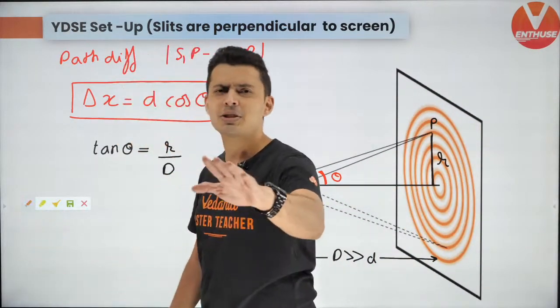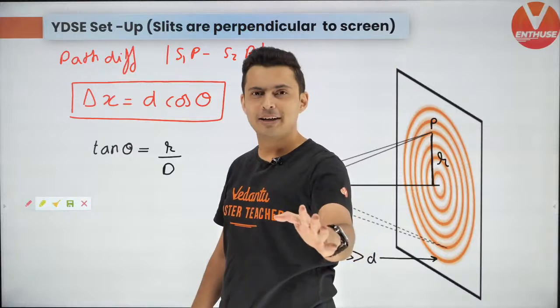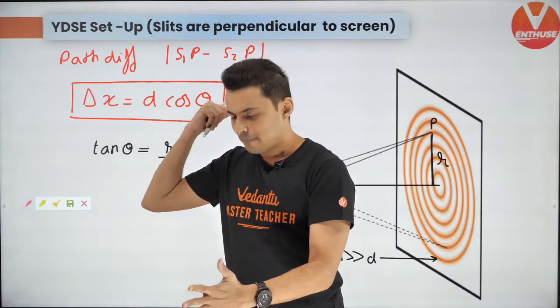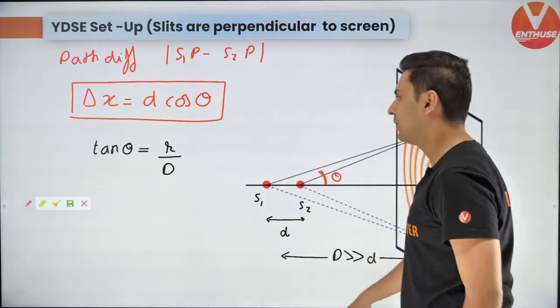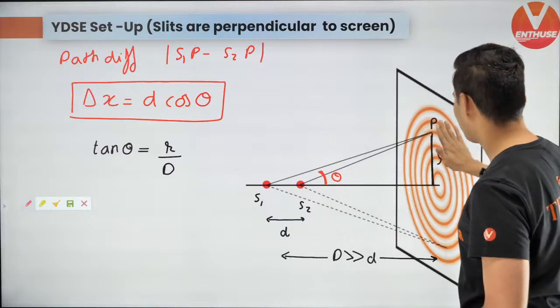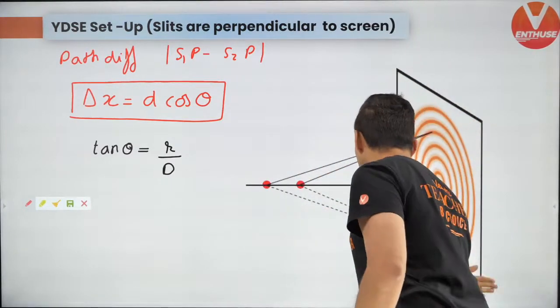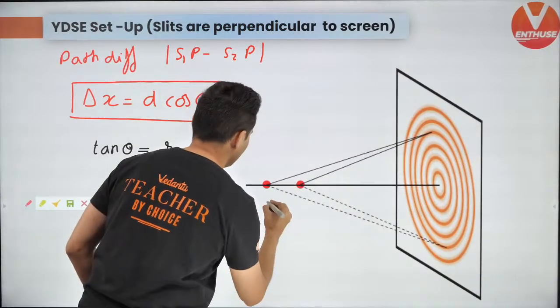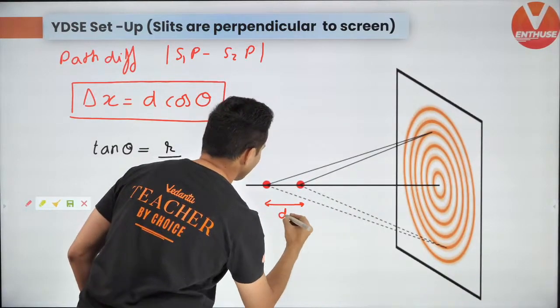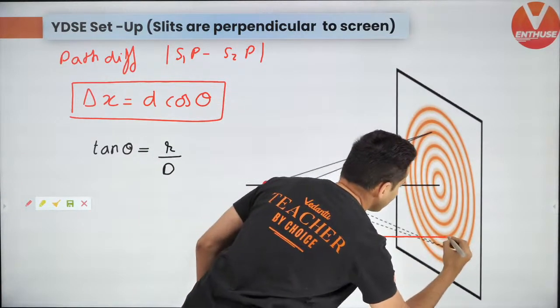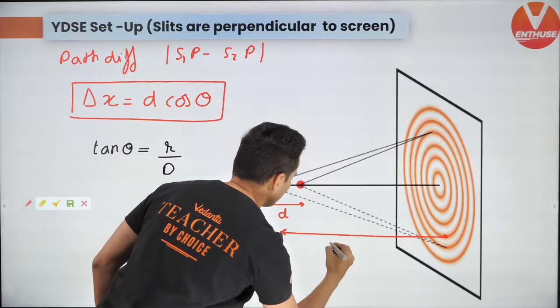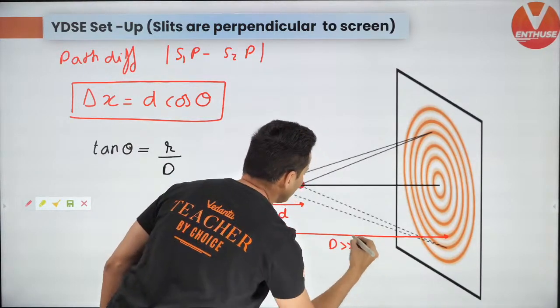This is a very tricky question. I'm not sure how many of you get it, but if you get it, bang on. Very good, congratulations. Let's see how many of you get this. My question to you is, let's say the distance between the slits is small d, and D is huge, much, much larger than small d.